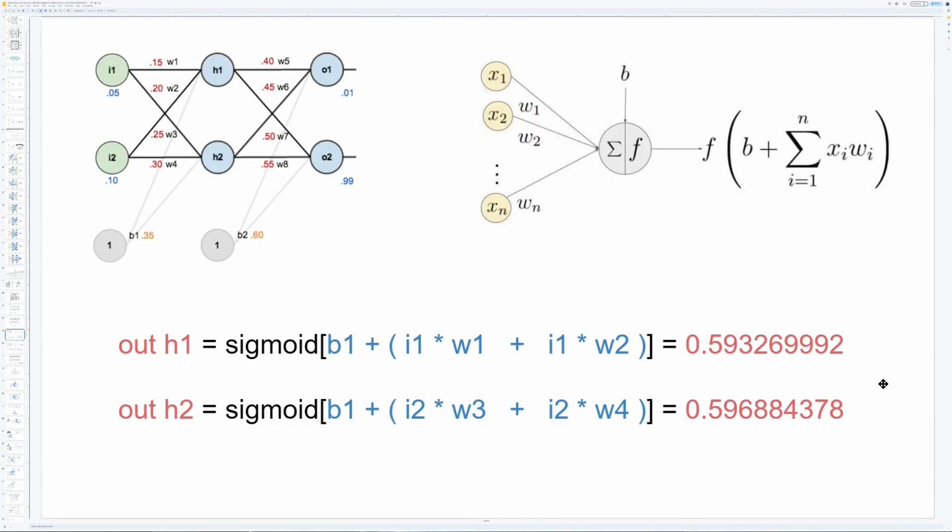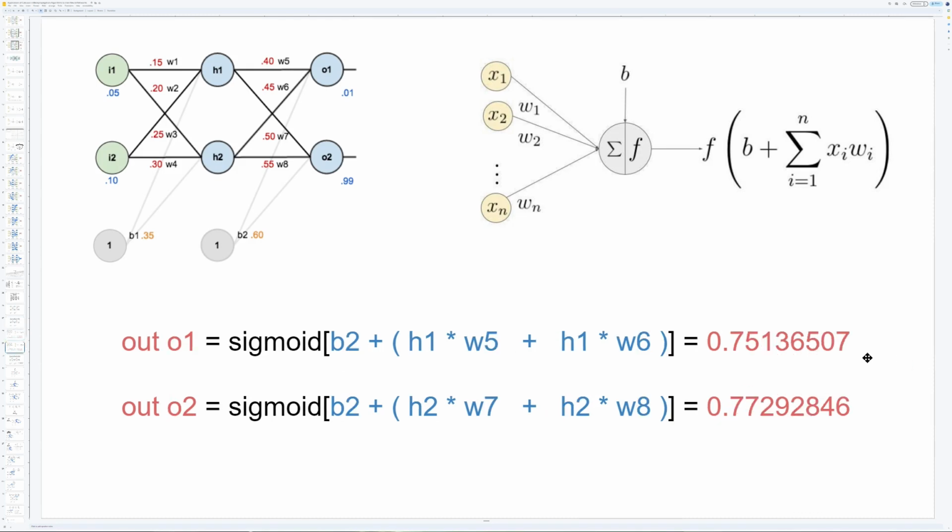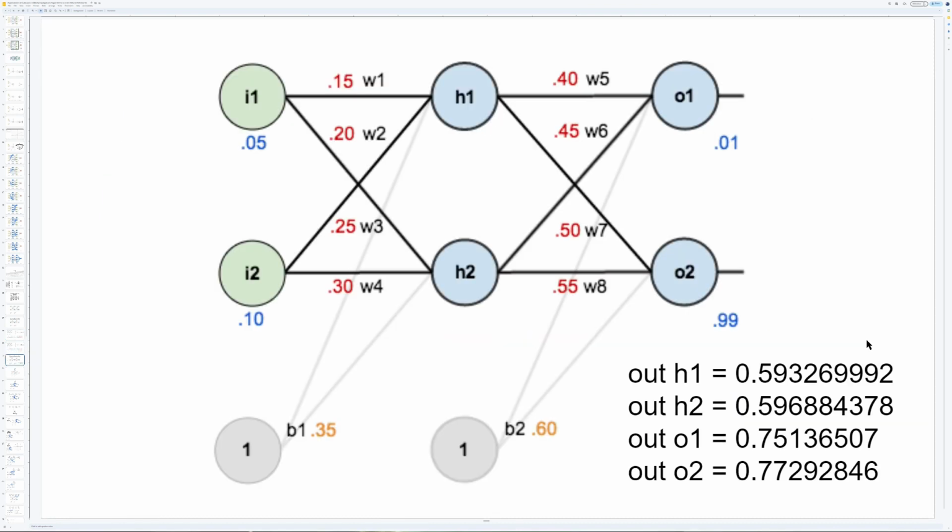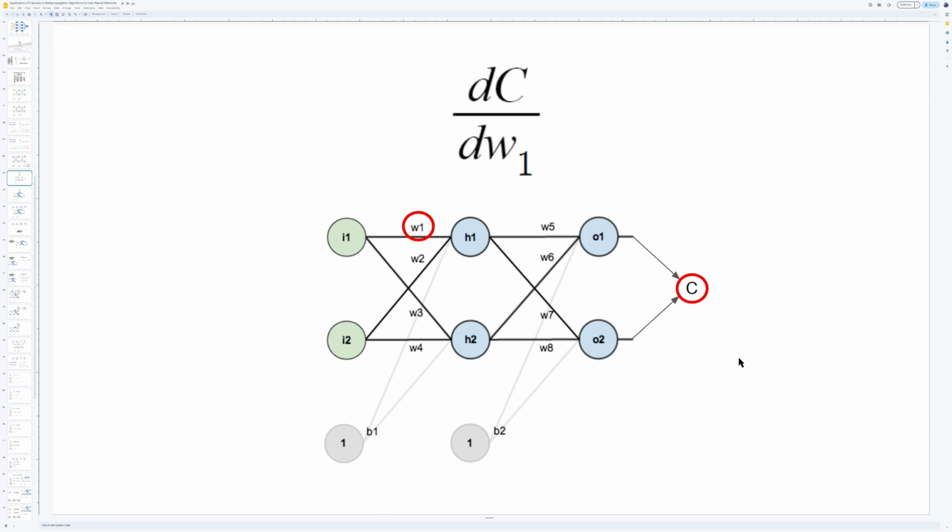I did the math on screen using our formula from earlier to get the values of H1 and H2, and then used those values to calculate our actual output values for O1 and O2, that are right here. I'm going to be using these values later in the video to plug into our equations, and if you ever get lost or don't know where a value comes from, or forget what one of these is, just refer back to this slide.